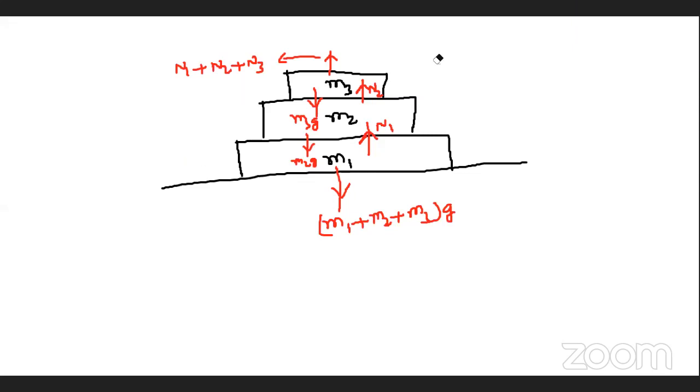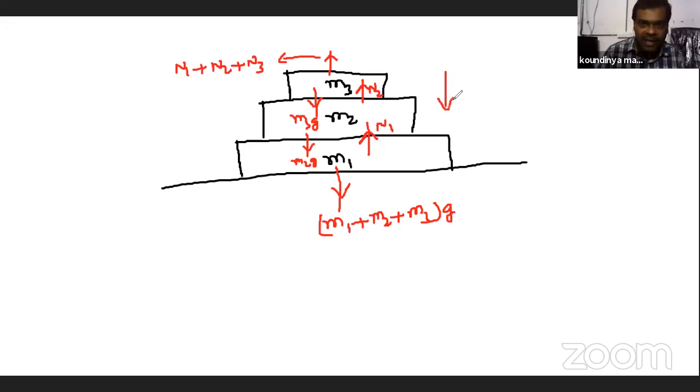Okay, fine. Suppose let us consider I am applying a downward force with an acceleration a. Now I want to write the equations. Whenever I am applying a pushing force, then what will happen? The object will go downwards.